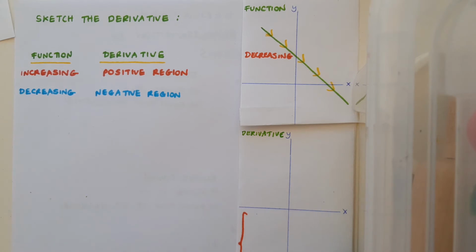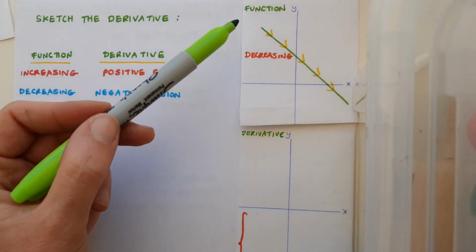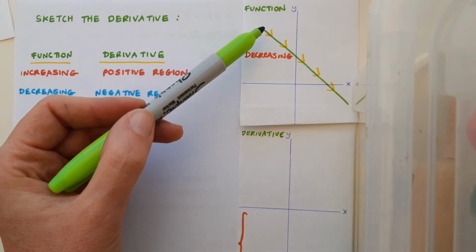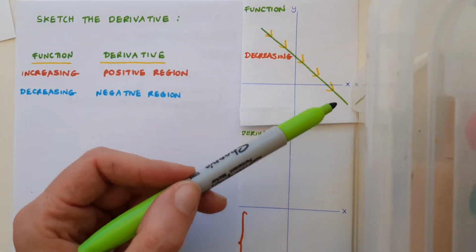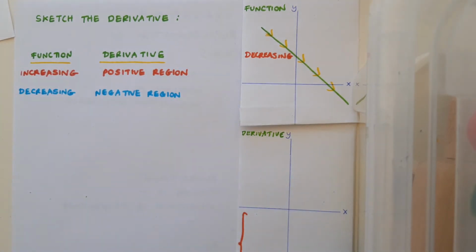Now just to observe before I draw anything that, like before, because it's a linear function, it's decreasing and it's always decreasing at the same rate. So the slope of the derivative is going to be a constant. And so I'm drawing a horizontal line in the negative region of the graph. And again, this will always be the exact same for every decreasing linear function. It will always be a horizontal line in the negative region of the graph for the derivative.